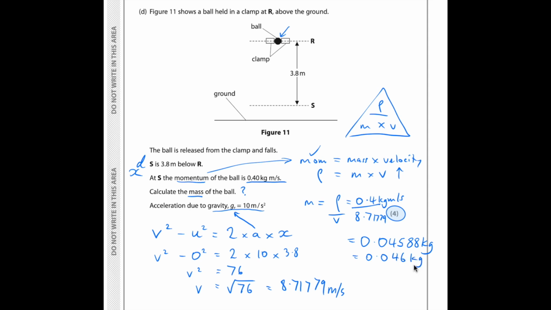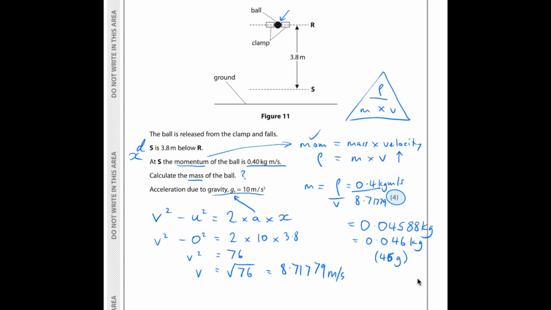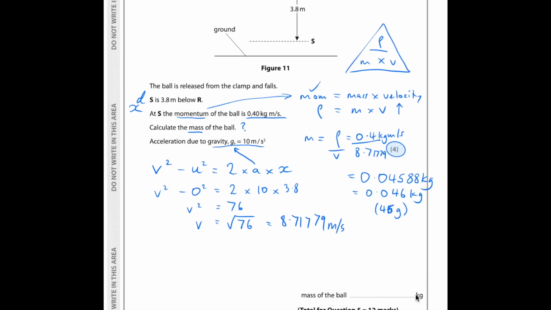0.046 kilograms. Now if you convert that into grams by multiplying by 1,000, that's 46 grams. Does that seem about right for the ball? Yes. So we know we've got it right. And they wanted it in kilograms. So pretty tricky for 4 marks. I know that caught a few people out a few years ago.